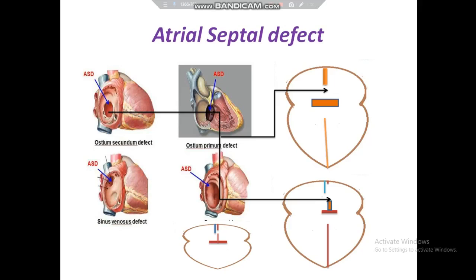Now we can see that once this septum secundum grows downwards and overlaps the septum primum, there occurs a shunt between the right and left atrium. Blood from the right atrium goes to the left atrium through a foramen which is known as foramen ovale. Now this is the foramen ovale. After birth, because of increased pressure in the left atrium, this closes and it forms the fossa ovalis.